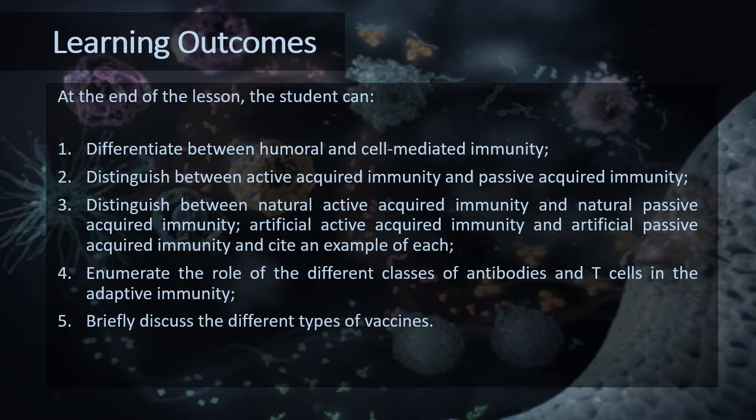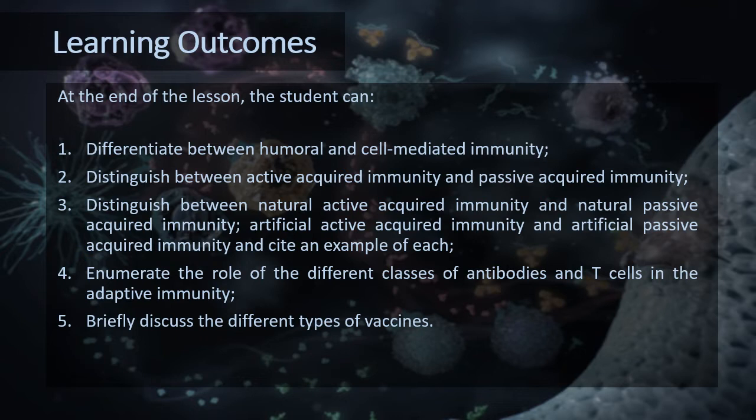At the end of the lesson, the student can differentiate between humoral and cell-mediated immunity, distinguish between active acquired immunity and passive acquired immunity, distinguish between natural active acquired immunity and natural passive acquired immunity, artificial active acquired immunity, and artificial passive acquired immunity, and cite an example of each.